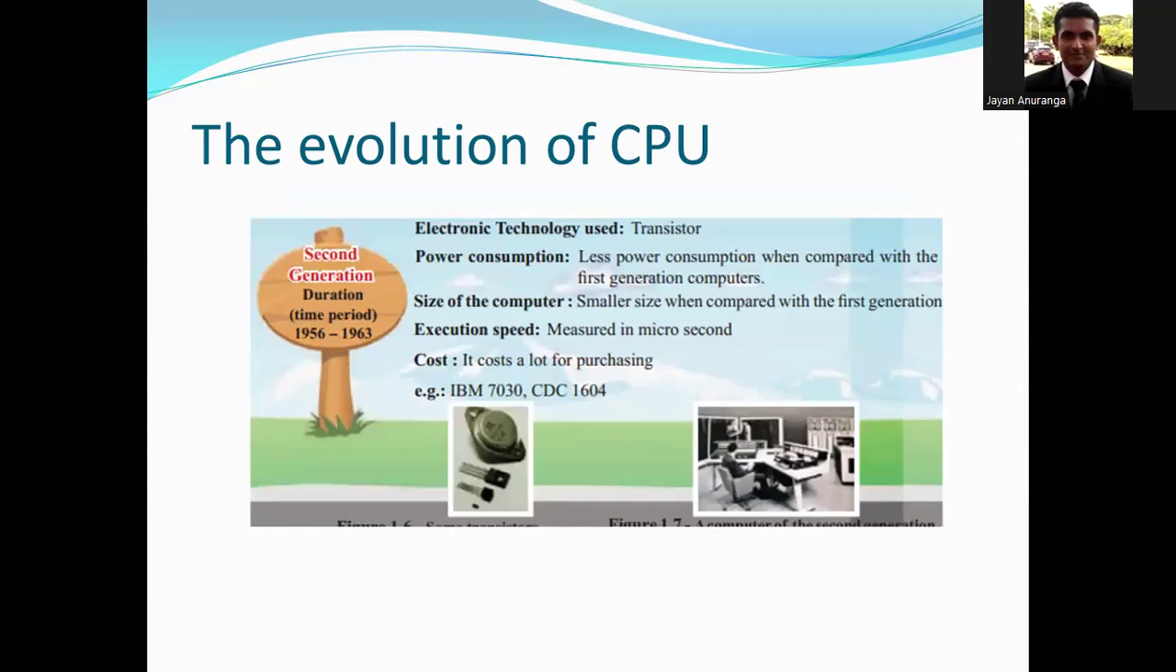The second generation, 1956 to 1963. Transistor was used as the electronic technology. Power consumption: less power consumption when compared with the first generation computers. The size of the computer is smaller when compared with the first generation. Execution speed is measured in microseconds. It cost a lot for purchasing. Example machines: IBM 7030, CDC 1604.